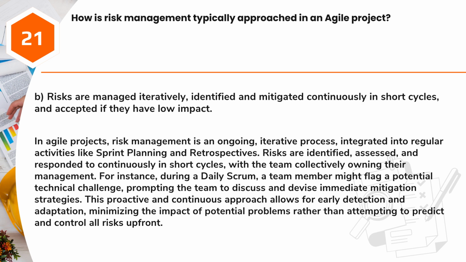Answer: B. Risks are managed iteratively, identified and mitigated continuously in short cycles, and accepted if they have low impact. In Agile projects, risk management is an ongoing, iterative process, integrated into regular activities like sprint planning and retrospectives. Risks are identified, assessed, and responded to continuously in short cycles, with the team collectively owning their management. For instance, during a daily Scrum, a team member might flag a potential technical challenge, prompting the team to discuss and devise immediate mitigation strategies.